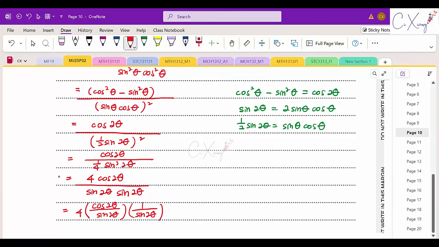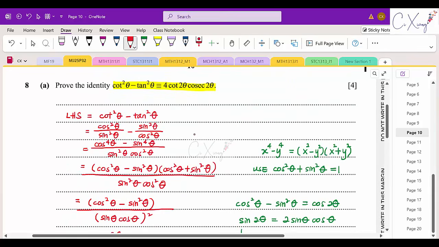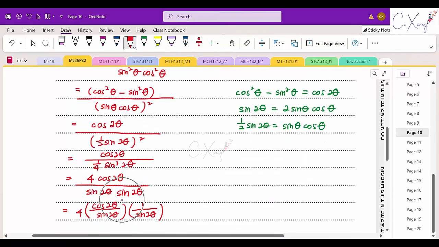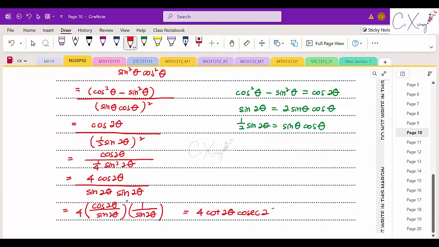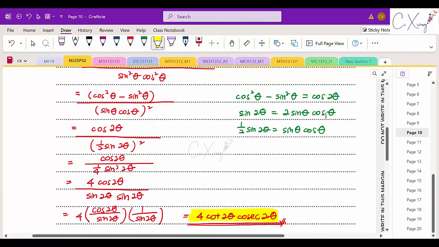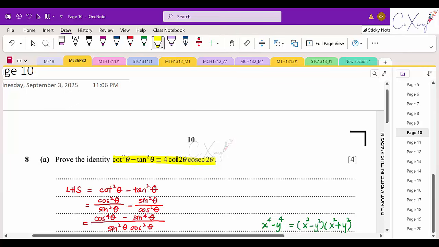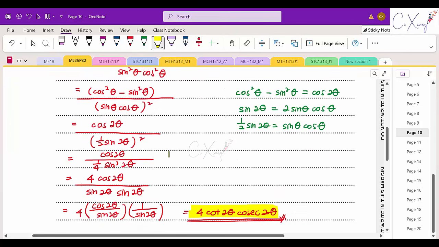So why do I need to separate it by something like this? Because I realize that there's a multiplication of 3 functions here. Alright, then if I try to simplify what I get here, then basically you can see the answer is out. Cos over sine, you are having cotangent. 1 over sine, you'll be having cosecant. And this is the answer on the right hand side. Alright, so this is how we do part A. Then let's continue to part B.